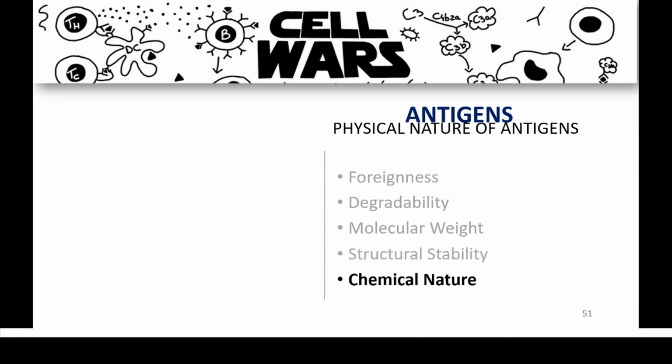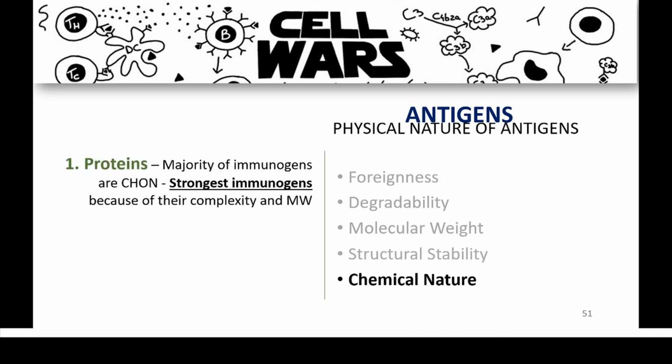Now, another factor is the chemical nature of the molecule. As we have mentioned earlier, antigens can be large organic molecules. They can be proteins. Majority of immunogens are proteins because proteins are the strongest immunogens because of the complexity of their structure as well as their molecular weight. Proteins are basically heavy molecules. They are large molecules.